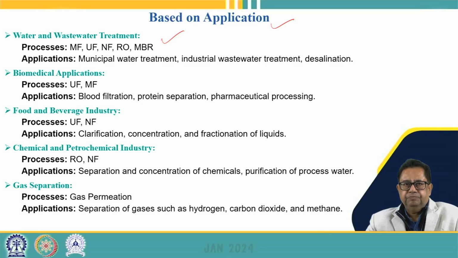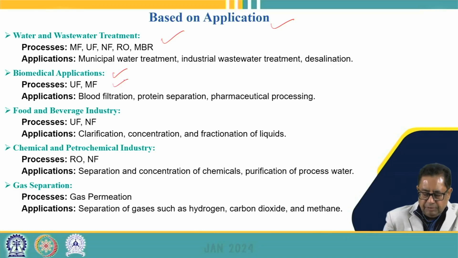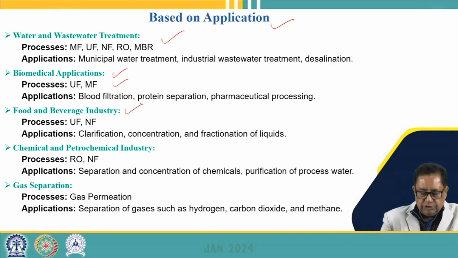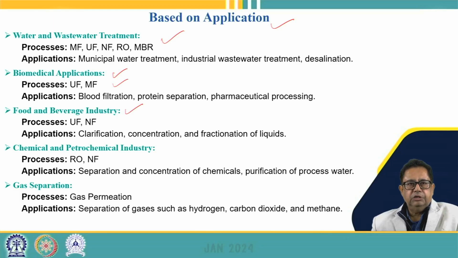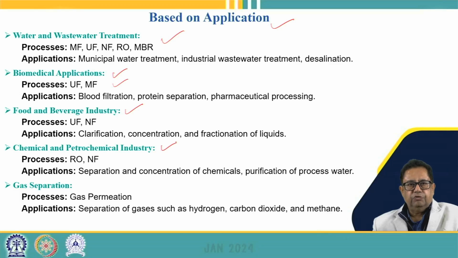The membrane process can also be used for biomedical applications where ultrafiltration and membrane filtration may be used for the blood filtration, for protein separation, as well as for the pharmaceutical processing. Similarly, the membrane processes can be used for the food and beverage industries where the ultrafiltration and nanofiltration can be used for the clarification, for the concentration, for fractionations of various liquids. Similarly, for chemical and petrochemical industries, for the separation and concentration of chemicals and purification of processed water, we can use RO as well as the nanofiltration techniques.